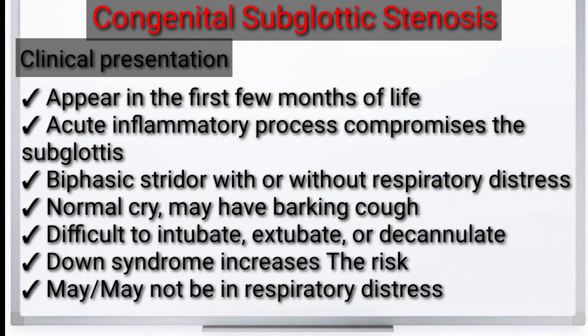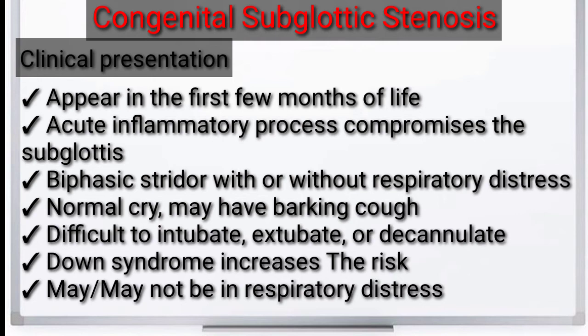Congenital subglottic stenosis may present with the following clinical presentation. Symptoms usually appear in the first few months of life. The stenosis is typically not evident until the child develops an acute inflammatory process which further compromises the subglottis. This presentation does not differ from croup.